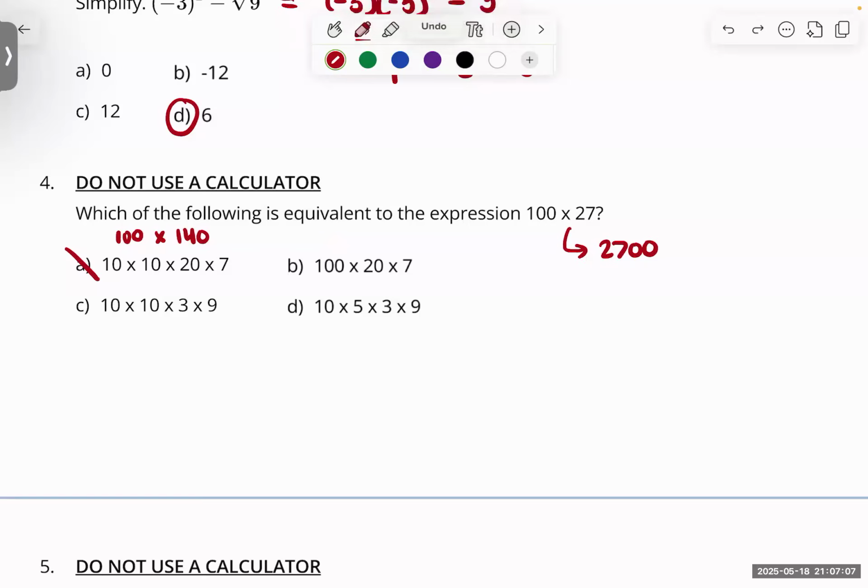This is saying the exact same thing as this. That's also not true. This is 100 times 3 times 9 is 27, which does match our expression, so it's C. The reason this is not the answer is because this is essentially 50 times 63. Excuse me, not 63, 27. And that's clearly not the same thing as 100 times 27. So the answer is C.